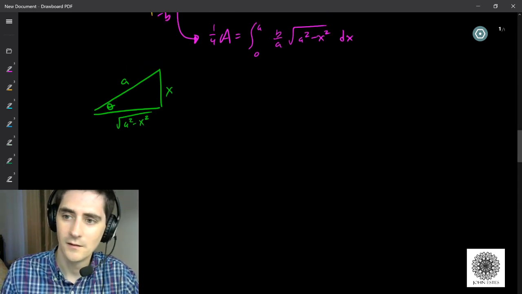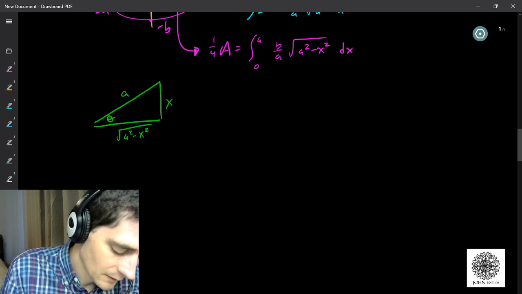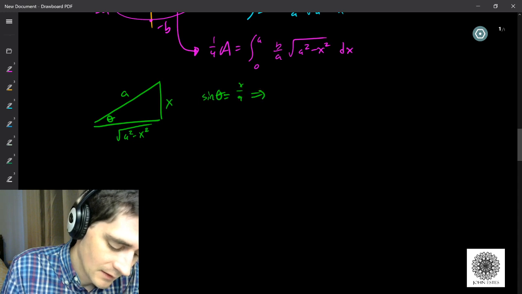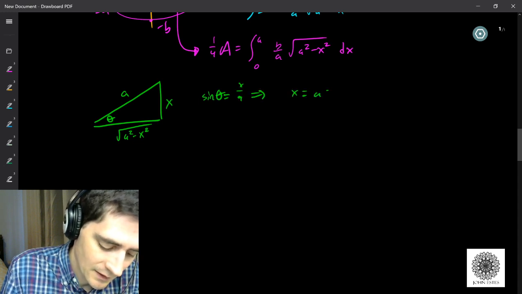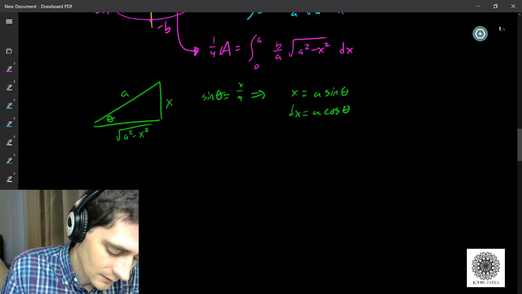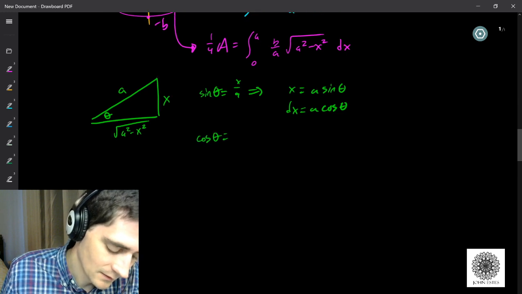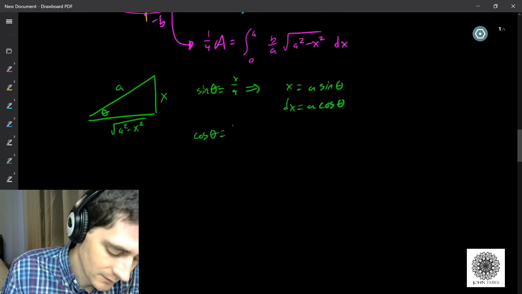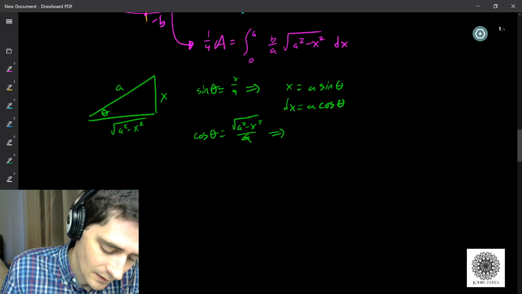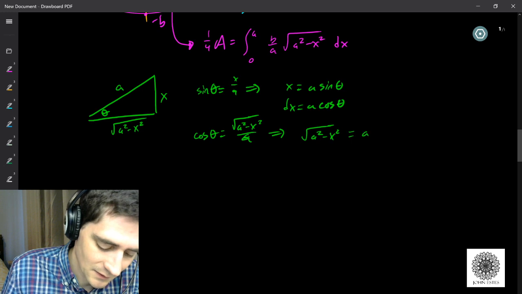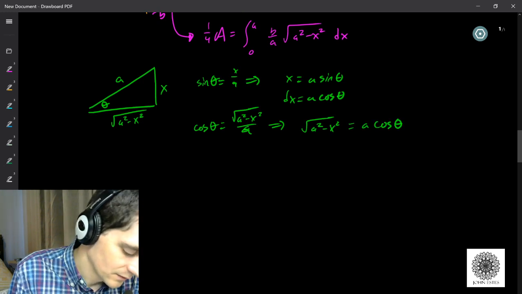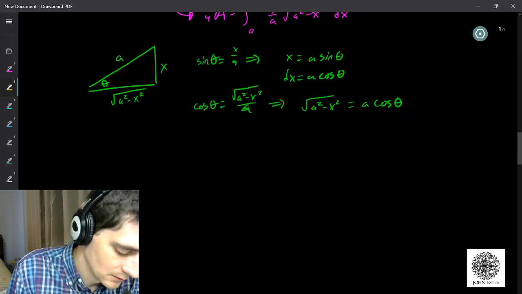Alright, so what I'm going to do now is let, well look, sine of theta is opposite over hypotenuse, which is x over a, so that means then that x equals a sine theta, which also means that dx is a cosine theta d theta. And I also recognize that cosine theta is adjacent over hypotenuse, so that's the square root of a squared minus x squared over a. So then this square root, which was causing the problem, is just actually the same thing as a times cosine theta.